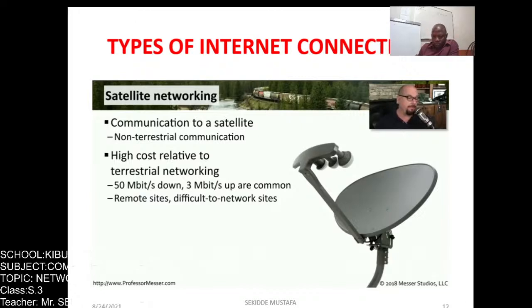You get around 50 megabits per second down. 3 megabits per second upstream are common to find with satellite networking, but this does allow you to connect to sites that may not have the ability to connect to a cable modem or DSL connection, and you're able to be in a remote site or somewhere far away from the central office and still have relatively high-speed internet connectivity.